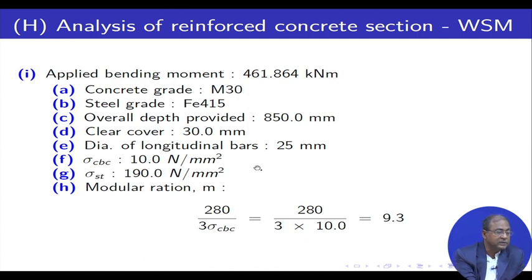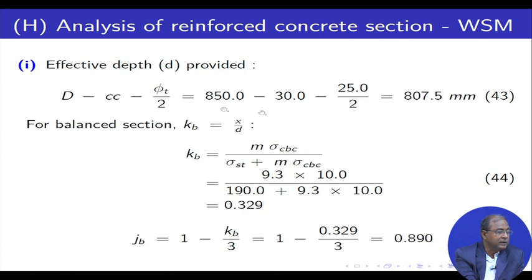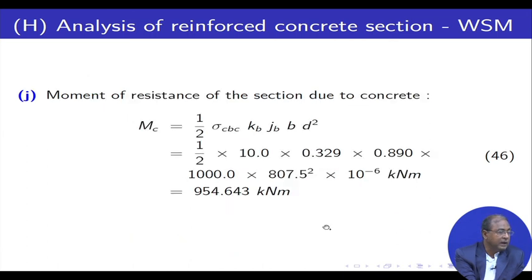So, this problem we shall do first by the working stress method, that is the starting point, because if you use only one method, then obviously you cannot compare. So, here whatever we are doing, 850 25. This particular one we can find out and solve this problem, and then we are getting here 807.5, 850 plus minus 32, and KB we have got, JB also we have got in a similar fashion, almost the same slide you can find there also, and then half sigma CBC KB JB B D square.